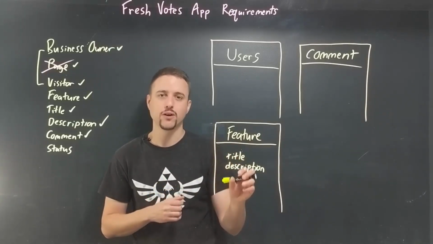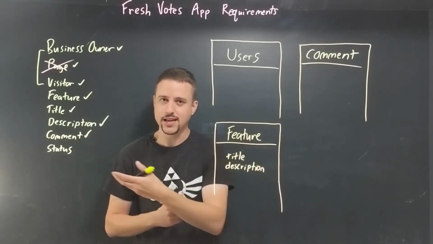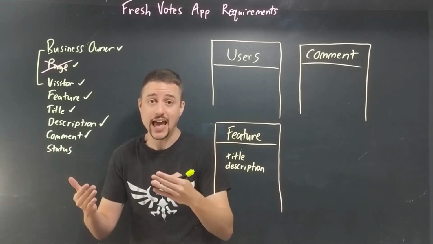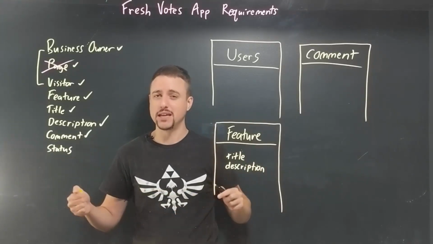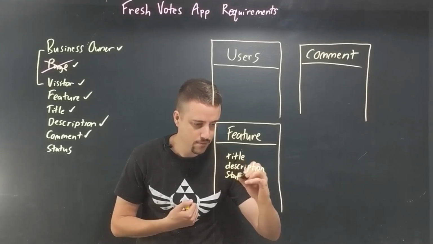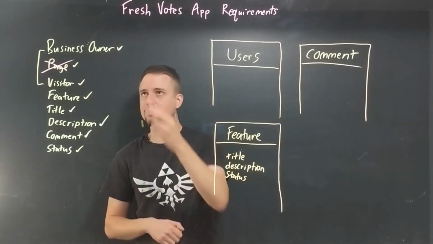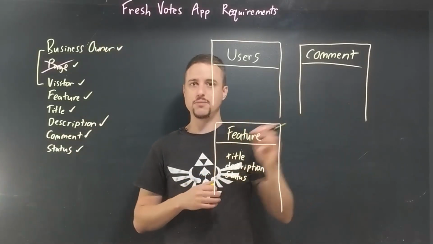Which is why I'm pretty sure a status should be a property of a feature. If I could think of a bunch of things that would belong on the status table, status has a XYZ, then I would consider it being its own table, but I can't think of anything. So I think that status should be part of the feature table. Okay, so there we go. We sort of iterated through. We started with 8 things, and we're down to 3 tables.